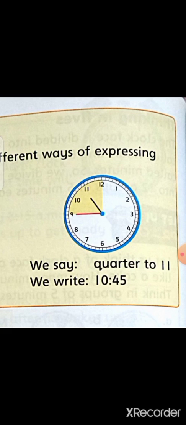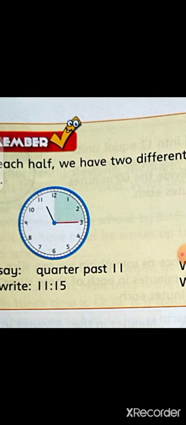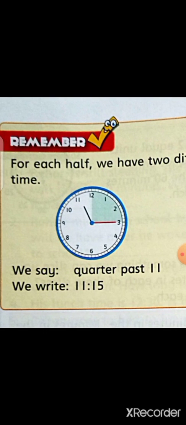Now look at the clock on the left hand side. Minute hand is exactly on 3. Very good. And hour hand is just after 11. So time is quarter past 11. If you count the intervals 1, 2, 3, so 15 minutes have passed. We can say 11:15 or quarter past 11.